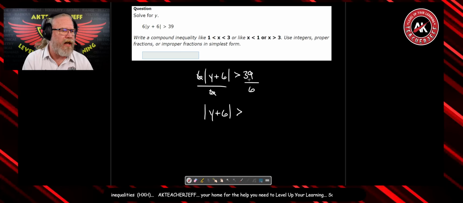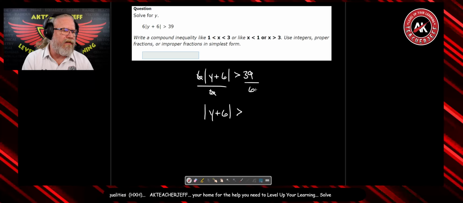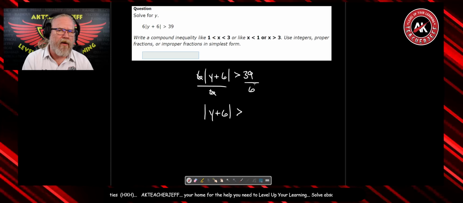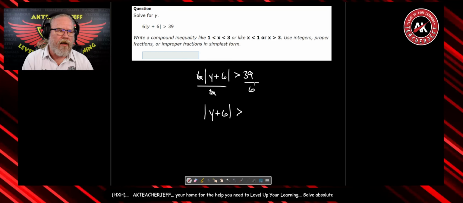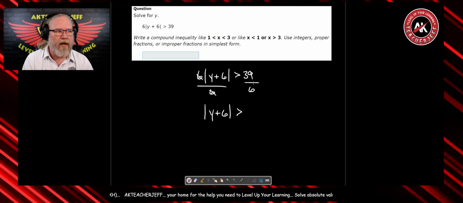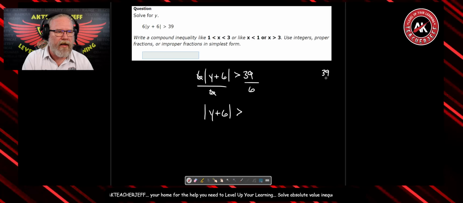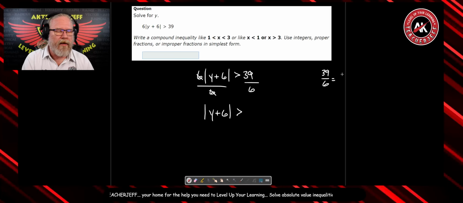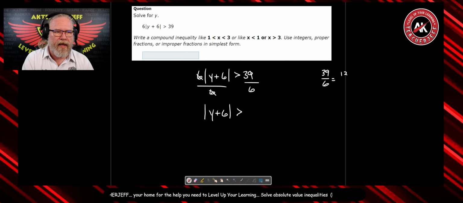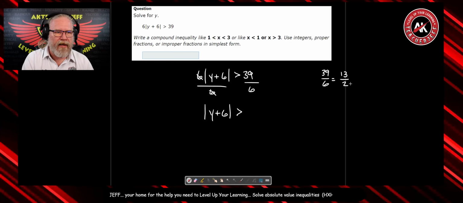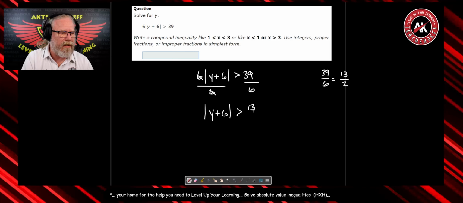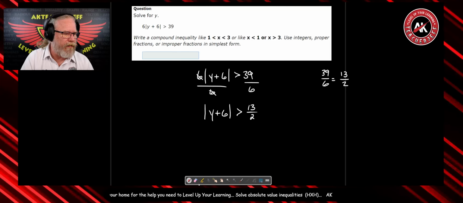And notice that 39 divided by 6, that's not going to work out real pretty. It won't make a whole number. We could simplify this, though. I believe they're both divisible by 3, right? Let's look at that. 39 over 6. 39 divided by 3 is what, 13? 6 divided by 3 is 2, so we could simplify that to 13 over 2.